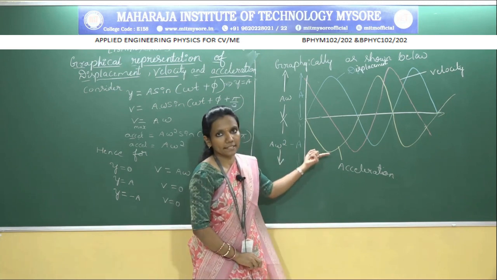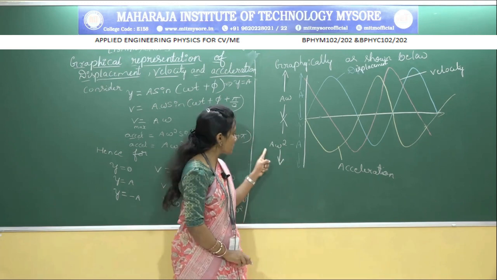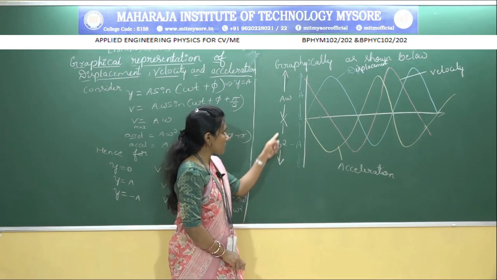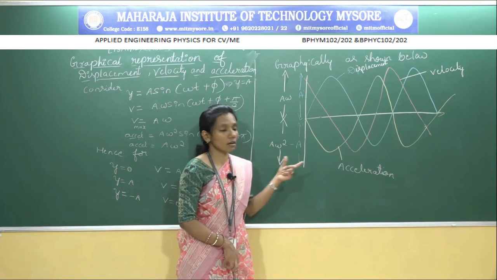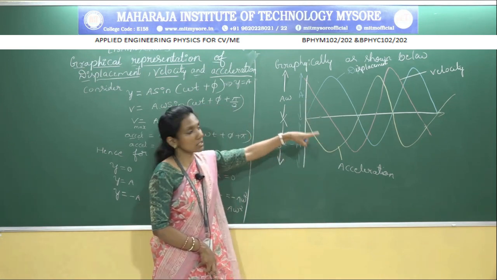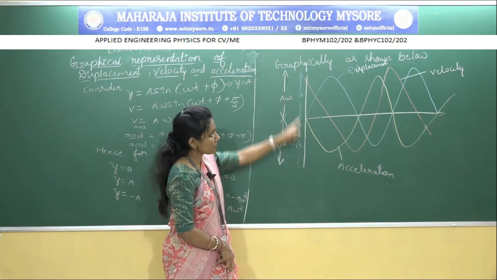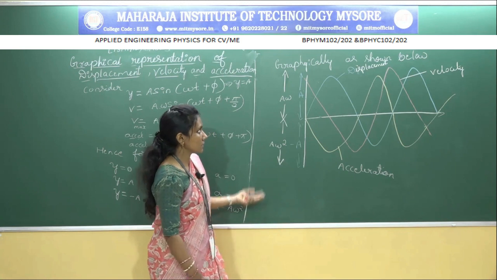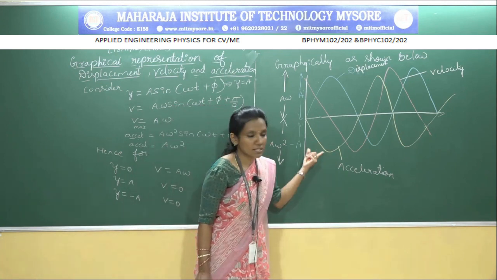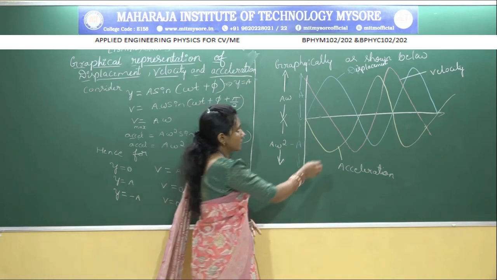The particle is oscillating about the mean position, and the acceleration is maximum, A omega square. When the displacement is maximum, the magnitude is A, and when the velocity is maximum, its magnitude is A omega. So this is how we can graphically represent the phase relationship between the velocity, acceleration and displacement.